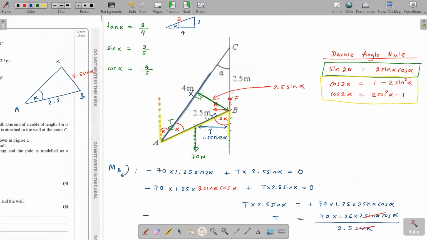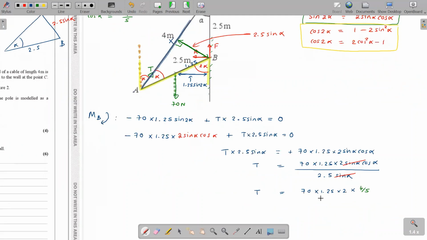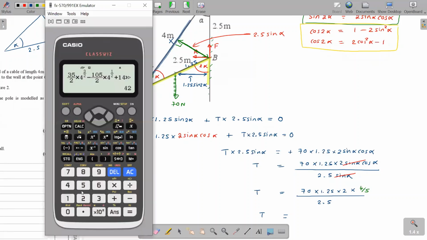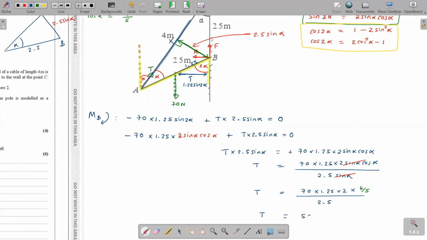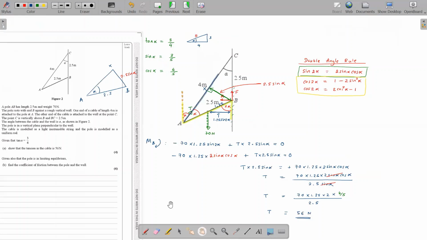Cos alpha is 4/5. Get the value of tension. And I get T is 56. So my answer is T equals 56, which is the show that. Do you see?